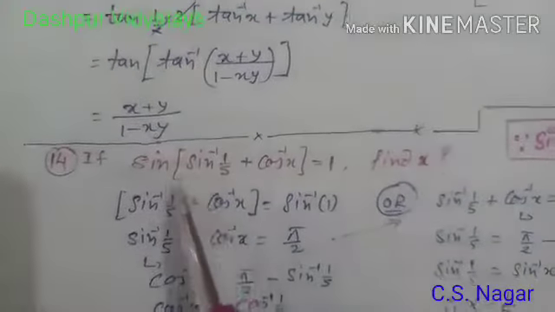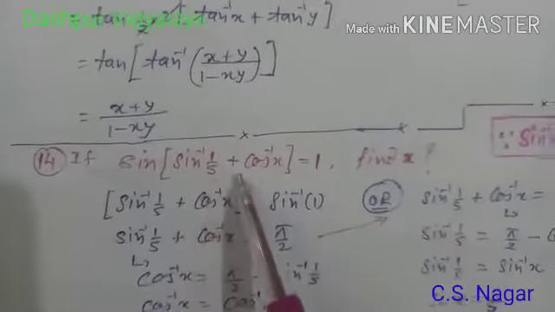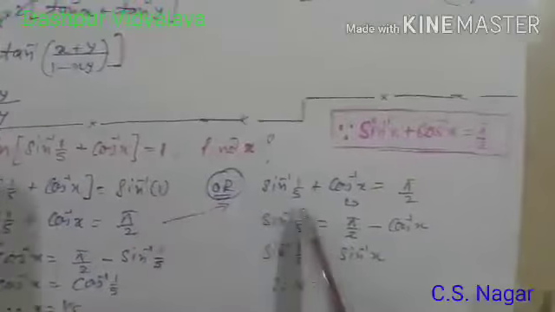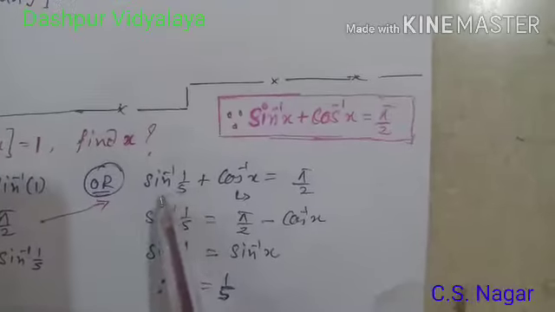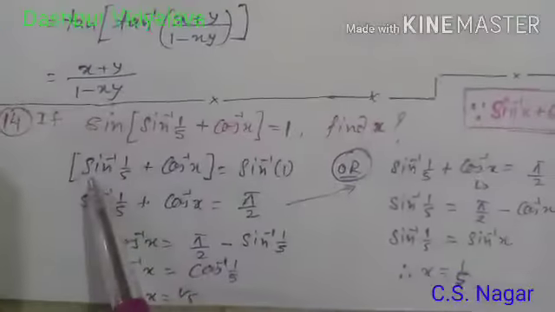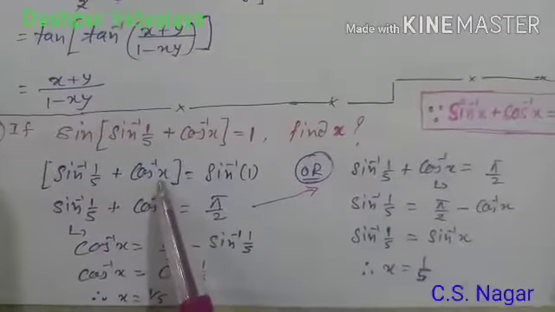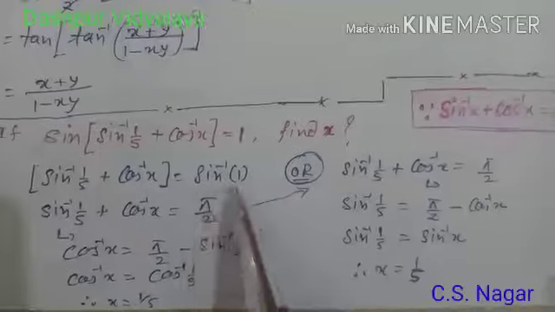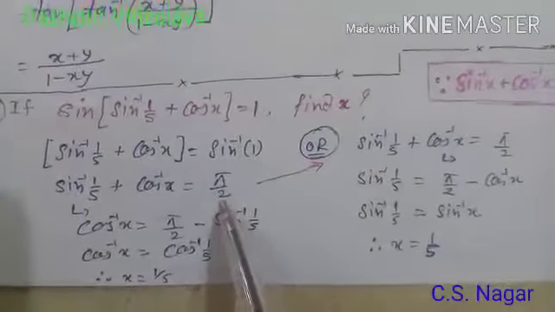Sin of, in the bracket, sin inverse 1 upon 5 plus cos inverse x equal to 1. Let's see. Sin inverse 1 upon 5 plus cos inverse x, and sin is transferred to the right side, so it is sin inverse 1, and sin inverse 1 is pi by 2, 90 degrees.